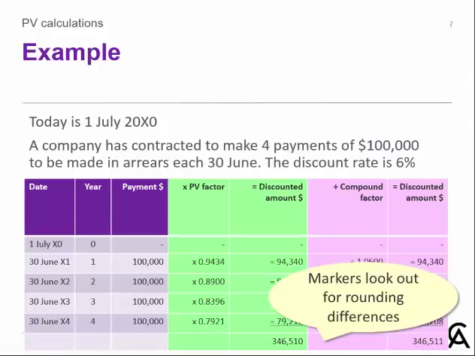So a very slight difference between the two present value amounts, and our markers look out for rounding differences. So relatively straightforward there. Work out which one you use. I think present value factors are a little bit easier to understand. We just multiply them through.